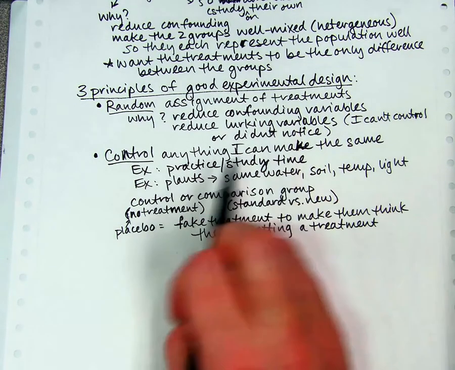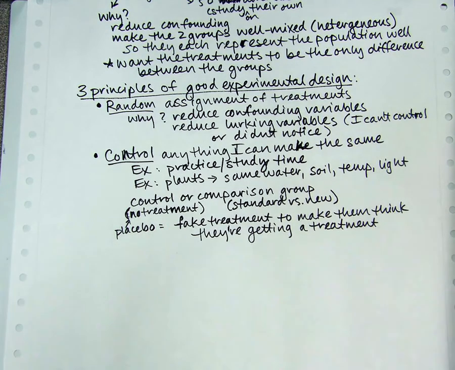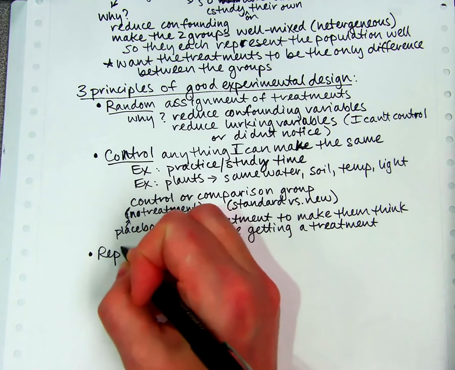Control means, first of all, I make everything I can the same between the two groups. And then the other thing is I always have at least two groups. You never have only one group that gets the treatment and nothing to compare them with. And then the third one is another R, which stands for replication.